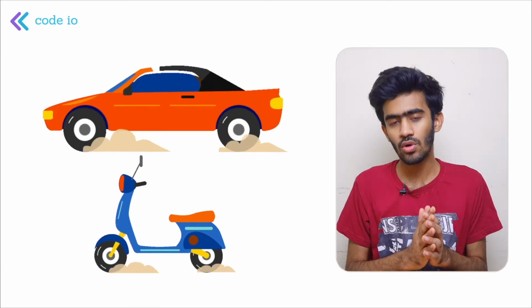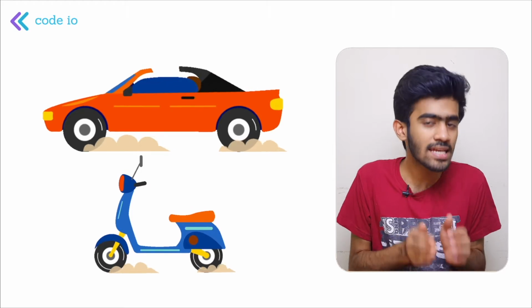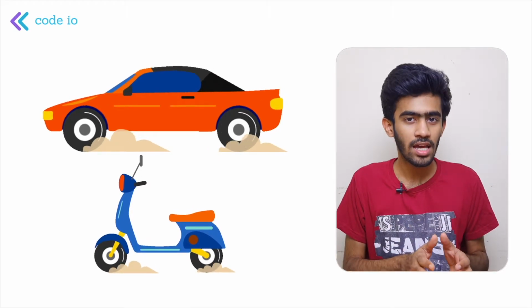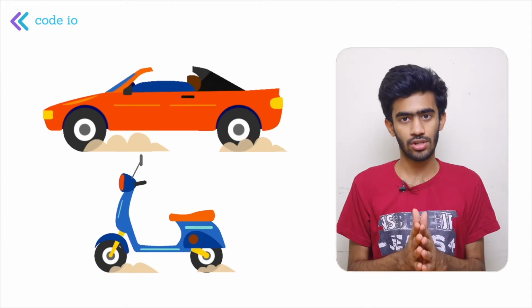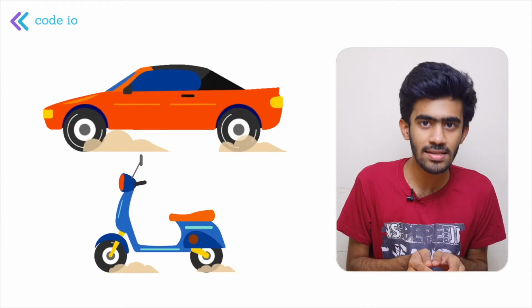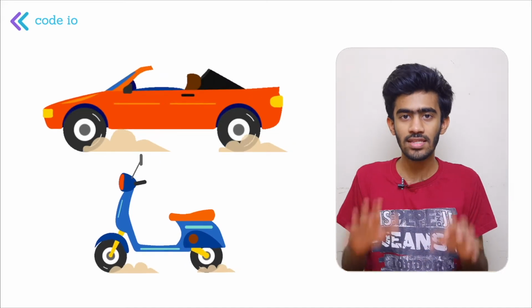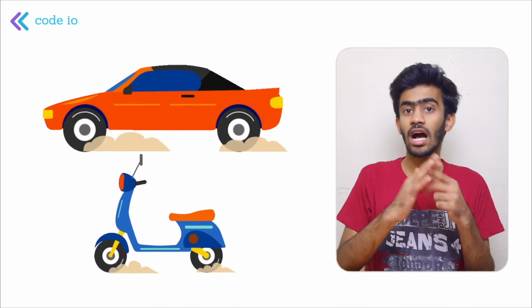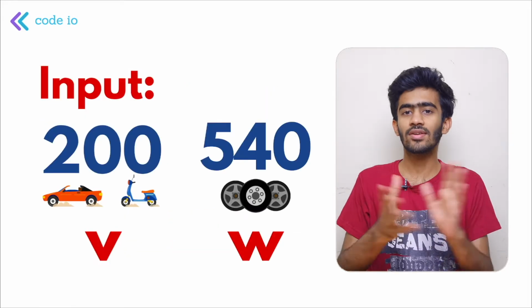What we have to find is, with the total amount of wheels and the total amount of vehicles that he manufactures, how many cars and how many bikes can he manufacture. The total number of vehicles is given, as well as the total number of wheels. We have to find with this information how many cars and how many bikes can be manufactured. That is our question. So let us get to the sample input.